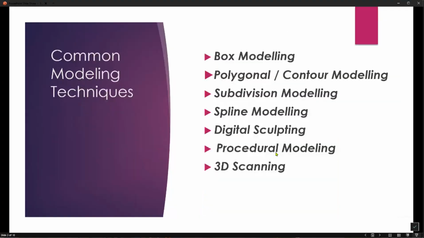Right. So there is box modeling, polygonal modeling, subdivision modeling, spline modeling, digital sculpting, 3D scanning, procedural modeling. Now, all of these are 3D in the sense that there's a z-axis and you're creating a 3D shape. But how you create the 3D shape is what is a little different.